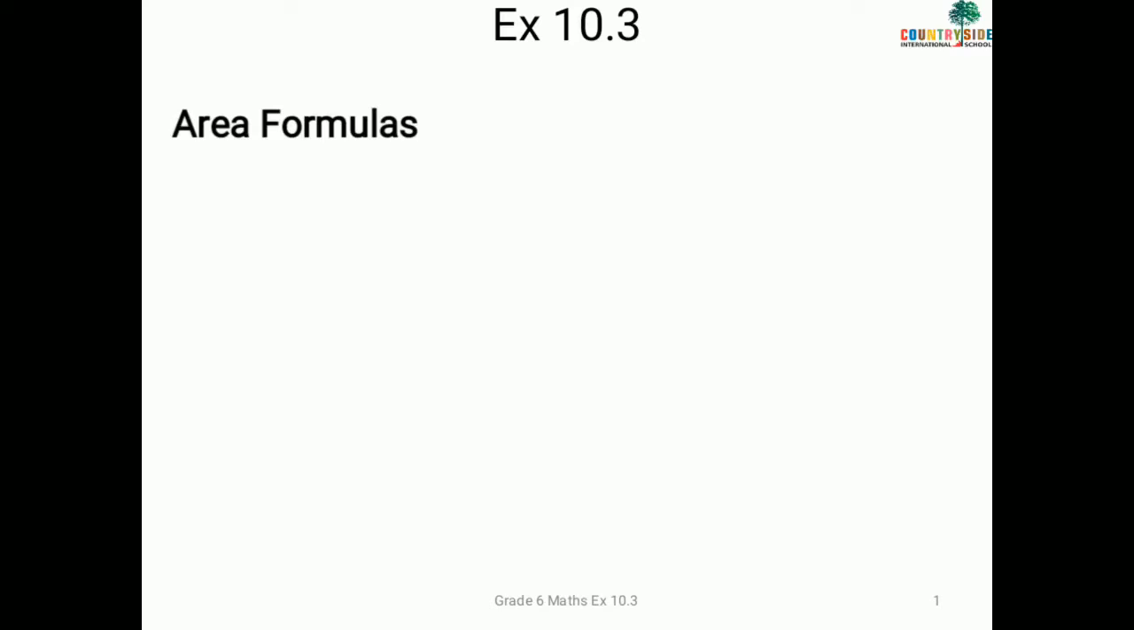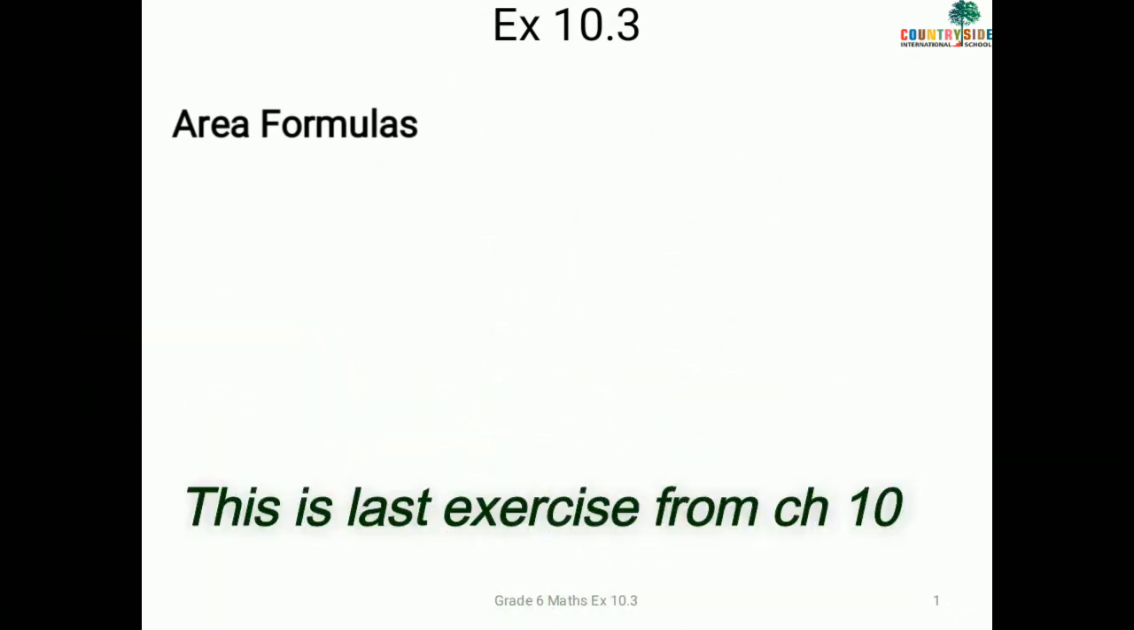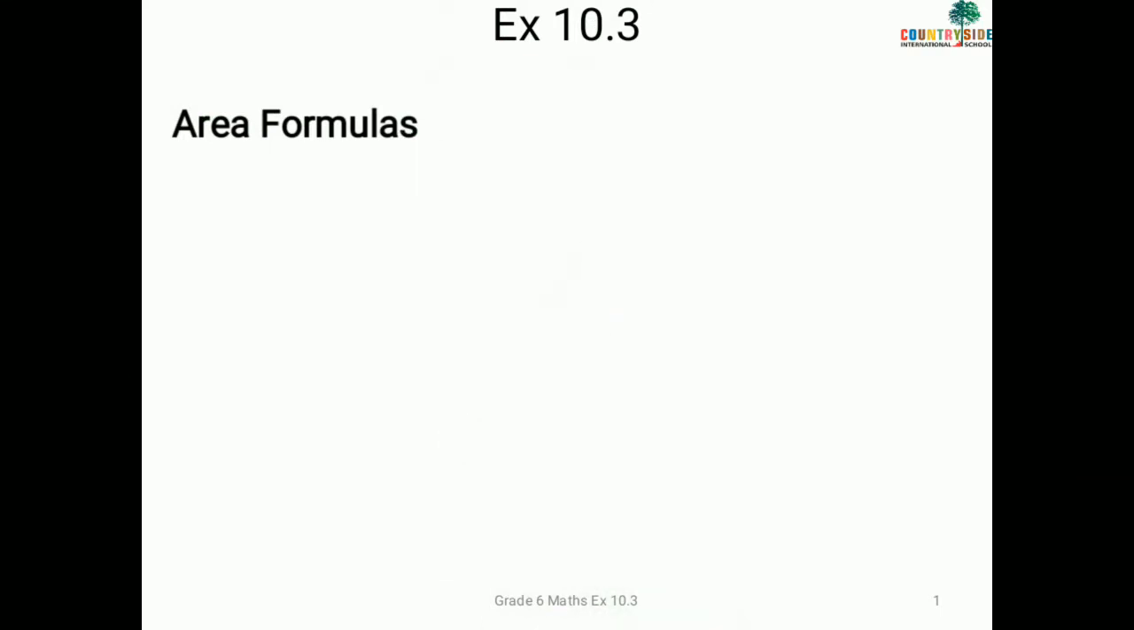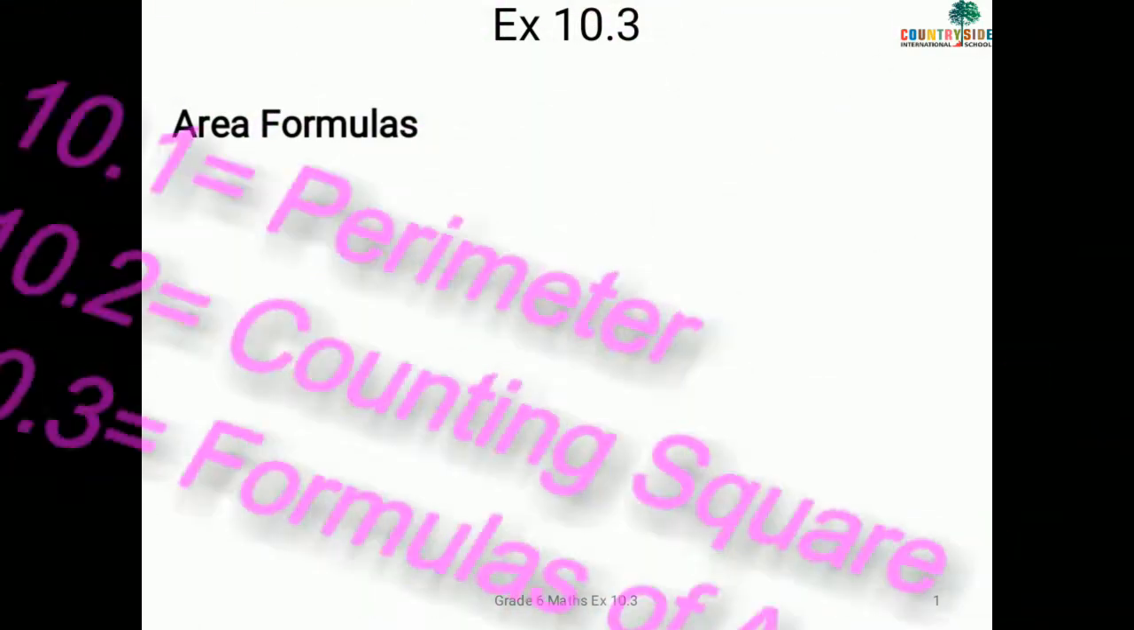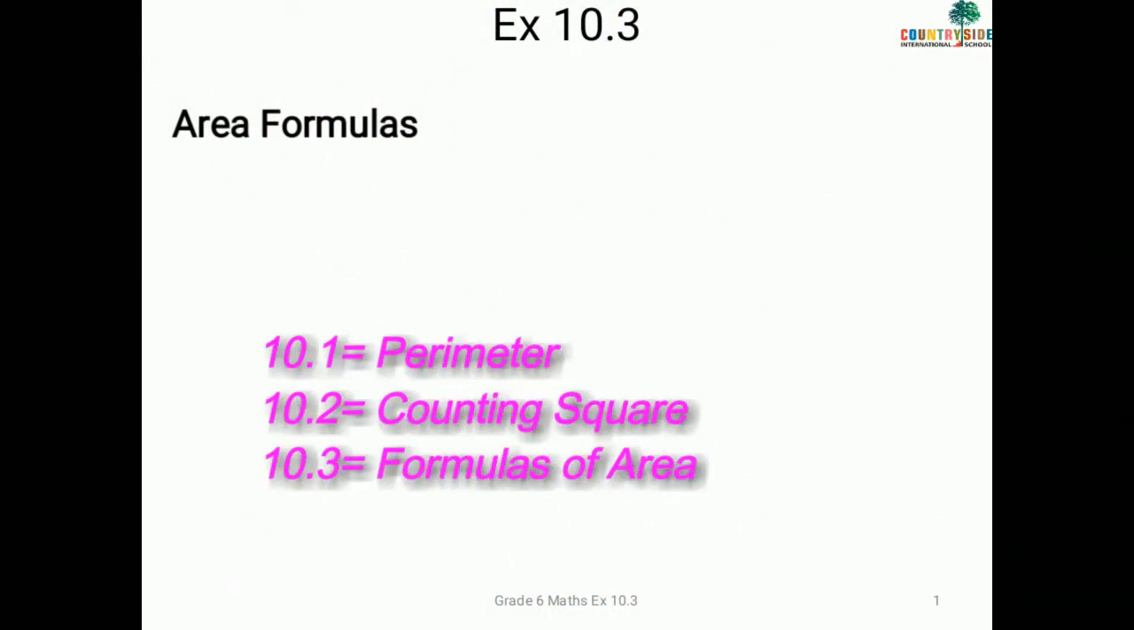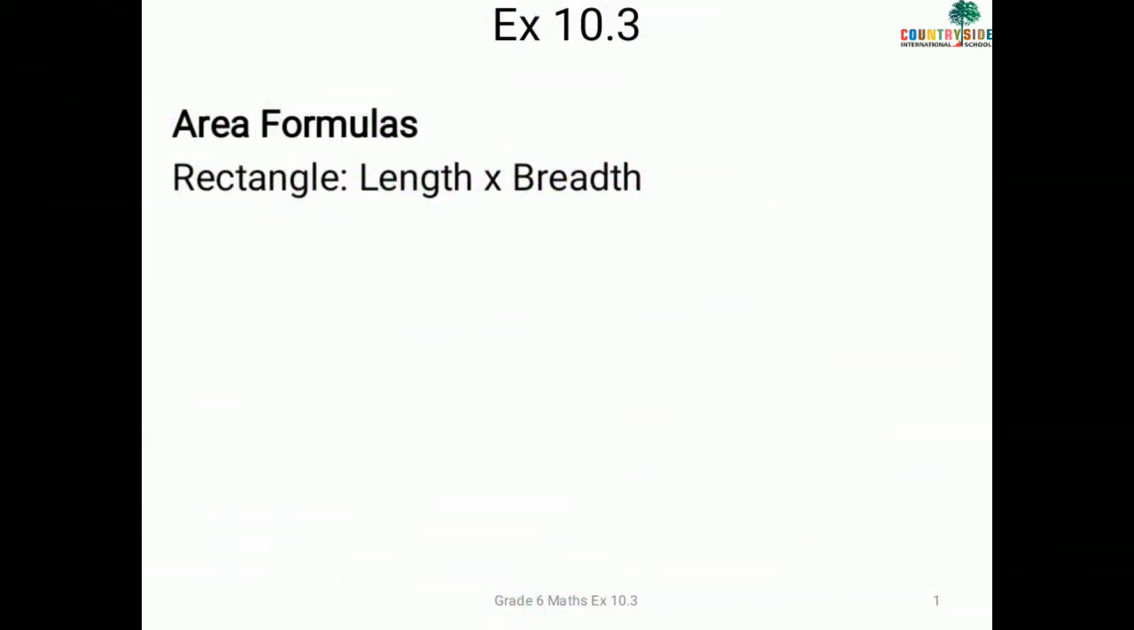In this video, we are going to start with the last exercise from this chapter number 10, mensuration, and the exercise is 10.3. See students, in exercise 10.1, we have discussed the perimeter. In exercise 10.2, we have discussed the rules of counting the squares. And in exercise 10.3, we will discuss the area. So first of all, let's see what the formulas are.